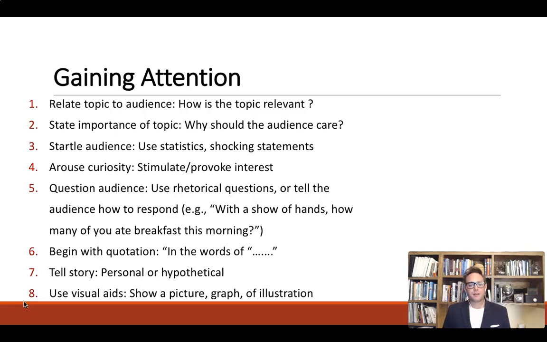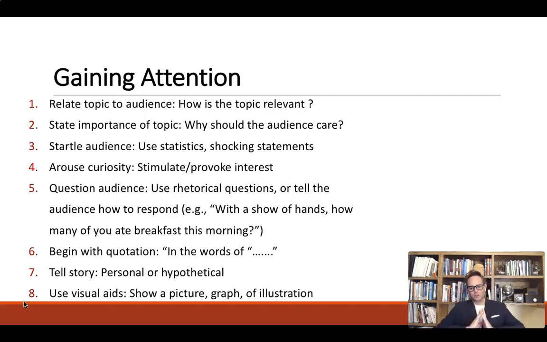The sixth, begin with a quotation. Quotes tend to be a powerful way of gaining the attention of an audience. This is, I think, overplayed a lot. It's to a point where, okay, great, Gandhi said this, Buddha said that, or Jesus said that, right? So beginning with a quote is great, but make sure it's a pretty awesome quote.